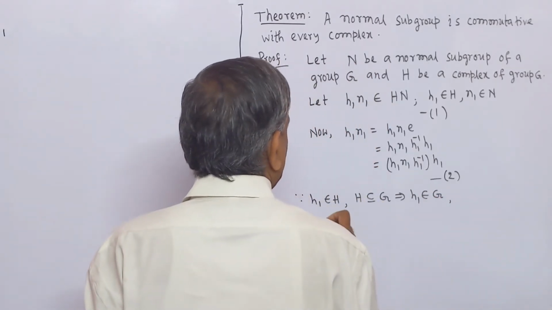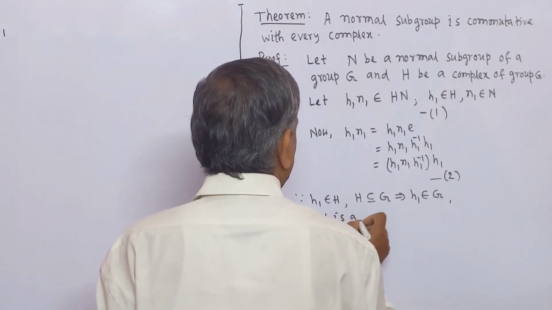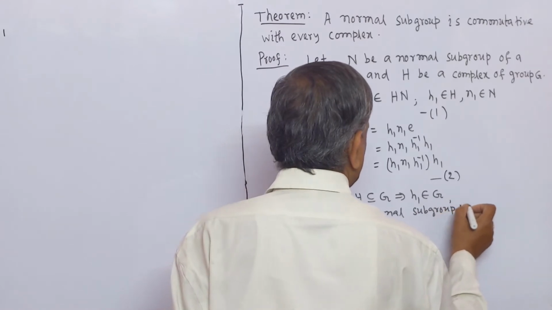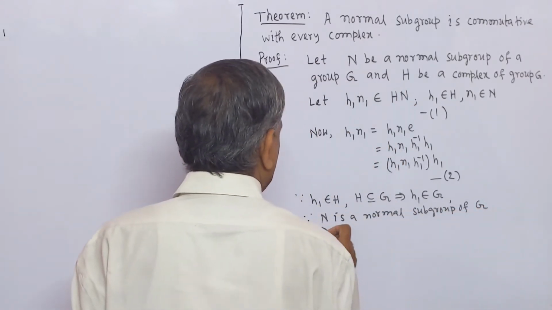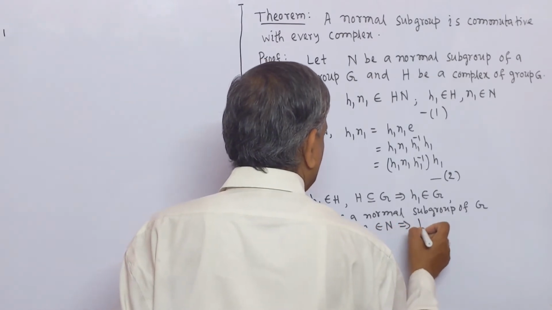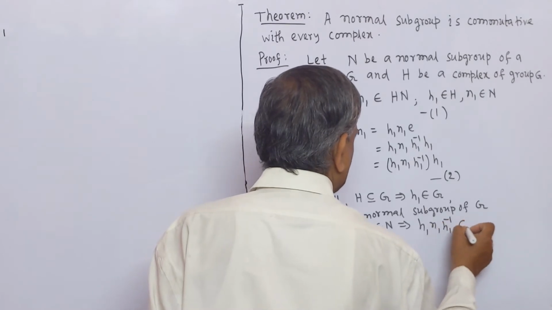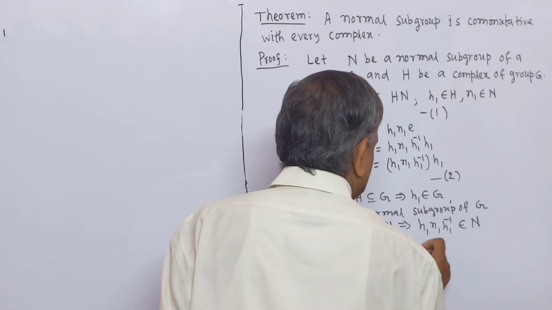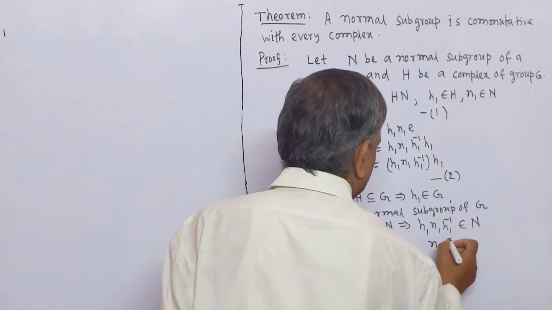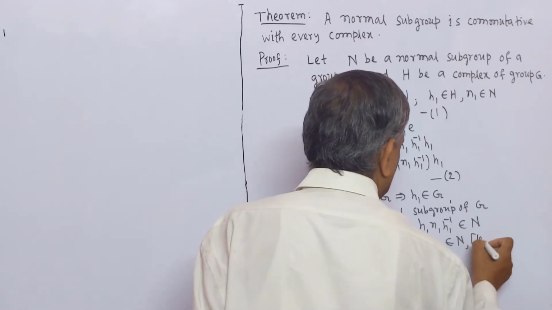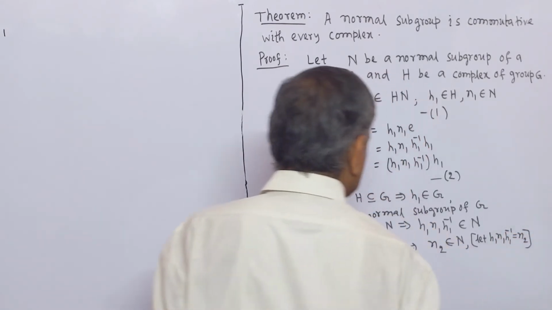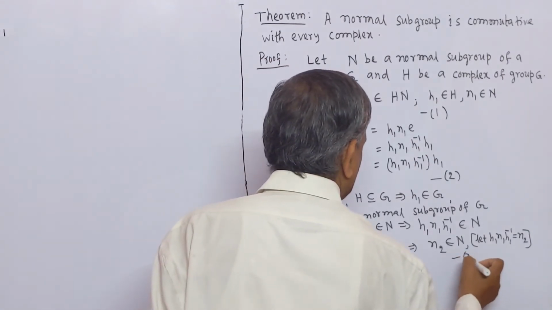Since N is a normal subgroup of G, therefore h1 belongs to G, n1 belongs to N implies that h1 n1 h1 inverse belongs to N. Let this be equal to n2, where n2 belongs to N. Let h1 n1 h1 inverse equal n2. This is number 3.